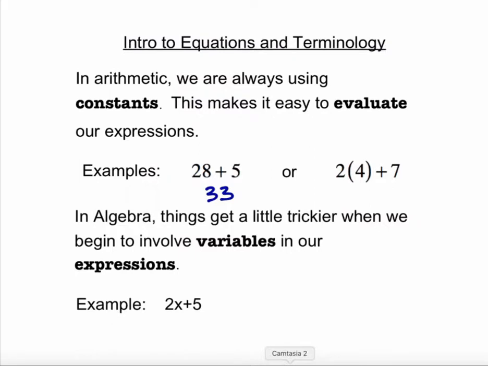Right? And just like in our second expression, we have the constants 2, 4, and 7. If we want to evaluate this expression, we want to say, what is this number sentence equal to? Well, it's equal to, let's see, 2 times 4 is 8. 8 plus 7 is 15. All right, life is groovy.